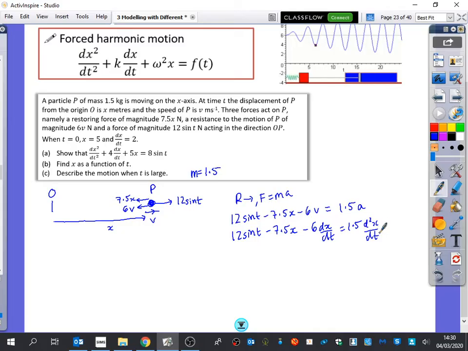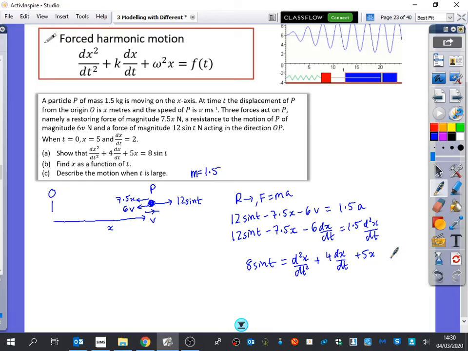Rearrange so that this is on the positive side and do what to them all? Divide it by 1.5 because I've got a 1.5 in front of this and the other ones don't. So I get the second derivative of x plus 4 dx dt plus 5x. I'm going to leave the 12 sine t on that side. And when I divide that by 1.5, I get 8 sine t as required.